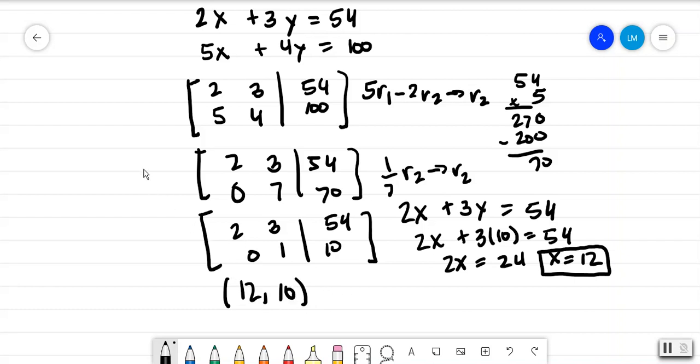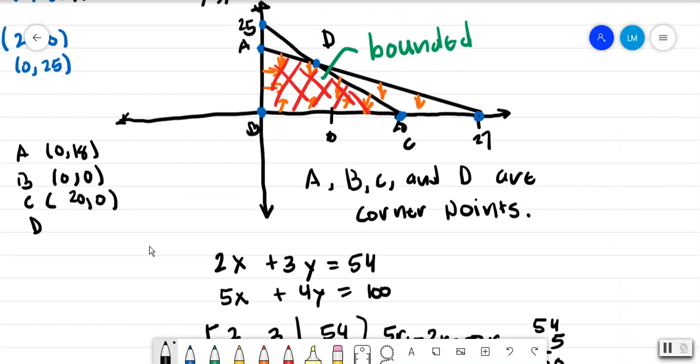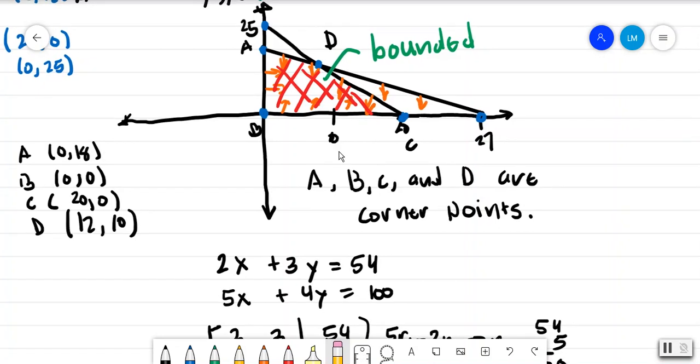So we'll just go back over here and label that as 12 comma 10. Now, of course, my scale is a little off. Let me just erase this right here. And I'm just going to put right here that that's going to be the ordered pair 12 comma 10.